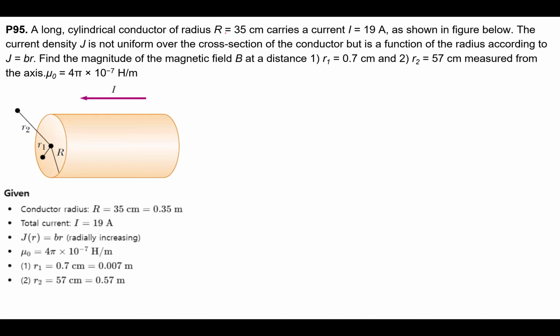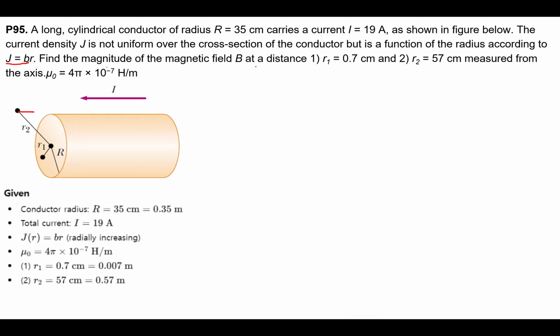A long cylindrical conductor of radius R carries the current I equal to this one, and the current density is given as J equal to BR. In the actual problems, B is given, but I found out that B is misleading. If you just plug in the B, it does not give you the current. So what we are going to do is set B as a kind of unknown, and then we will do the problem.